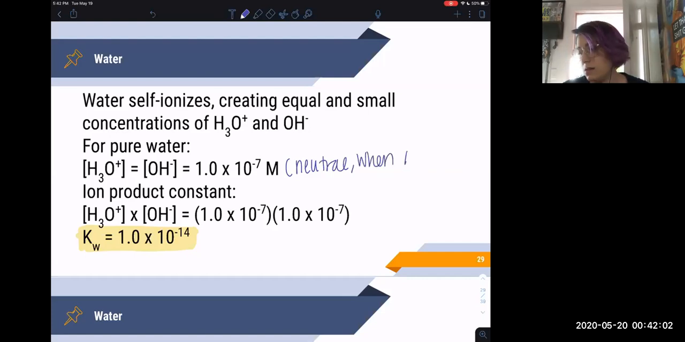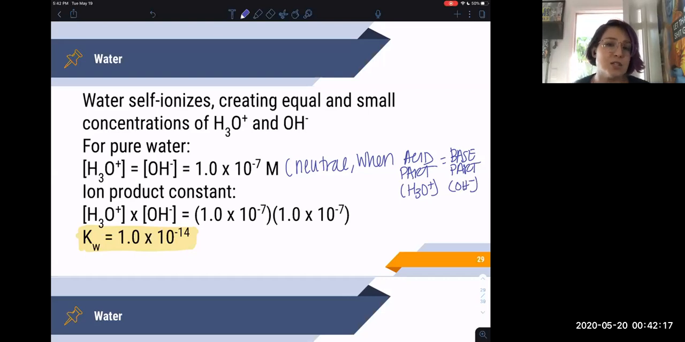When the acid part, which is your hydronium, equals your base part, which is your hydroxide, so when your hydroxide and hydronium are the same, that's neutral. And when they are the same, they are both this concentration. Okay, this is for pure water at a certain temperature.